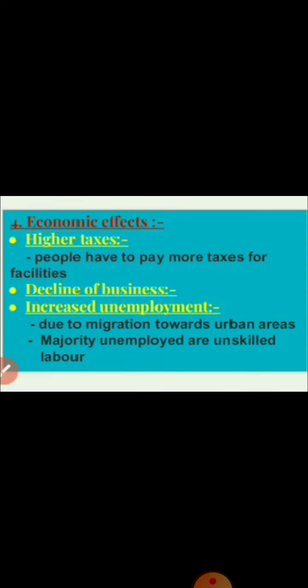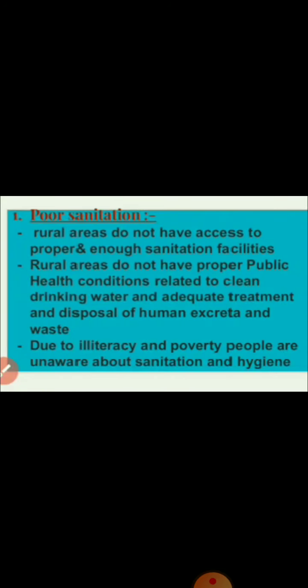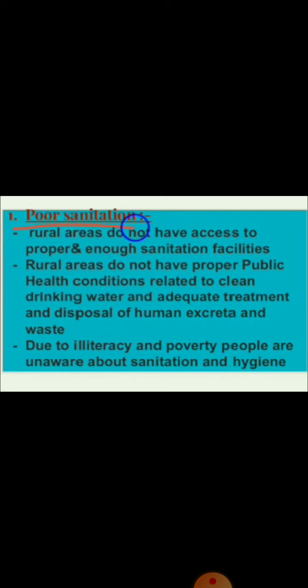So here we have talked about all the urban issues. Now the next point is rural environmental issues. In rural environmental issues, the first issue is poor sanitation, one of the well-known environmental issues in rural areas. Rural areas do not have access to proper and enough sanitation facilities.